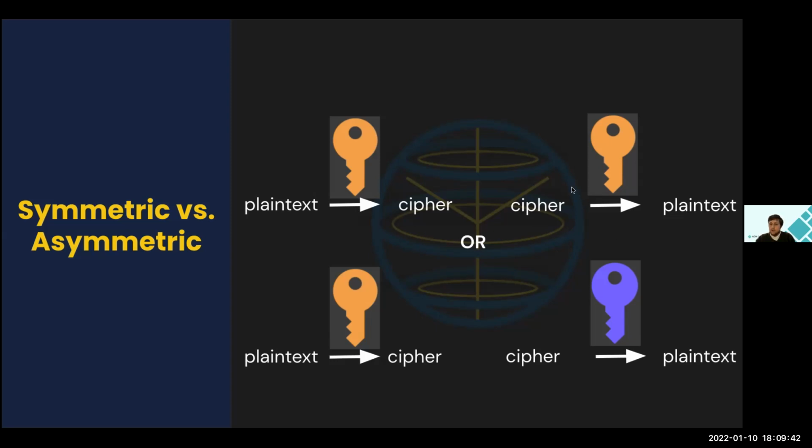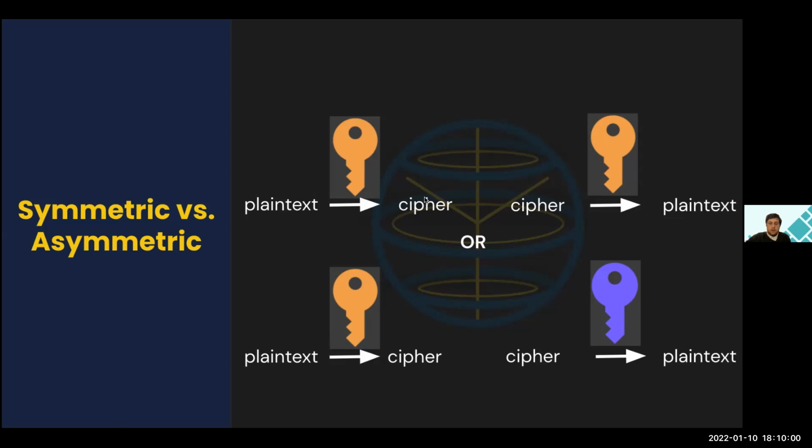Then there's asymmetric key encryption, where we use a different key to encode and decode. Typically, one would be a public key, which is the one used to encode, and a private key, which we use to decode.